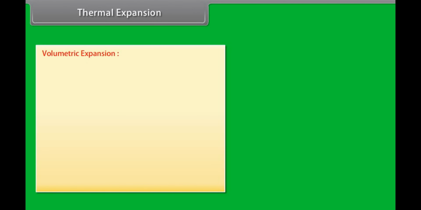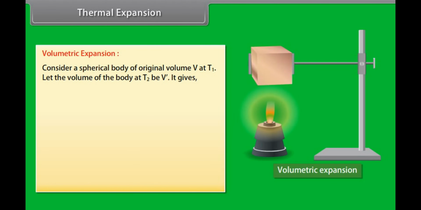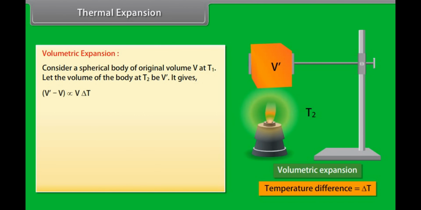Volumetric expansion. Consider a spherical body of original volume V at temperature T1. Let the volume of the body at temperature T2 be V dash. It gives V dash minus V is directly proportional to V delta T, or V dash minus V is equal to gamma V delta T.